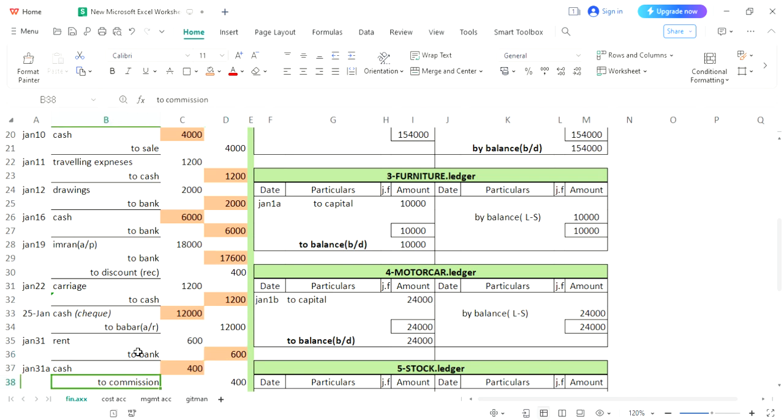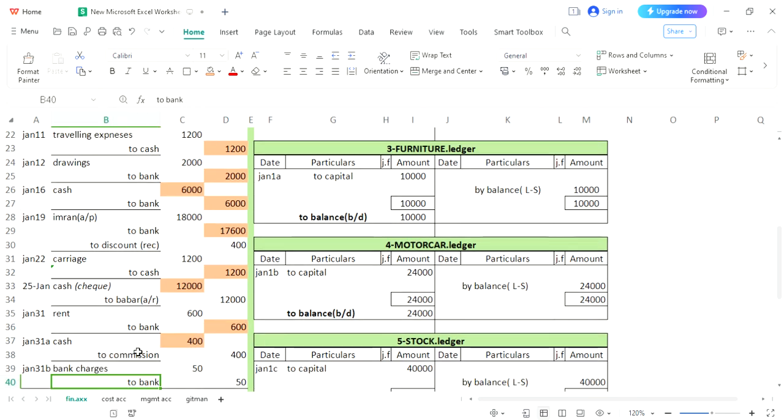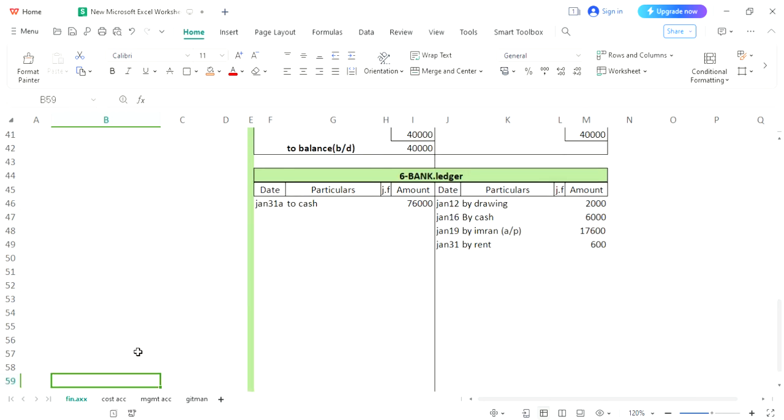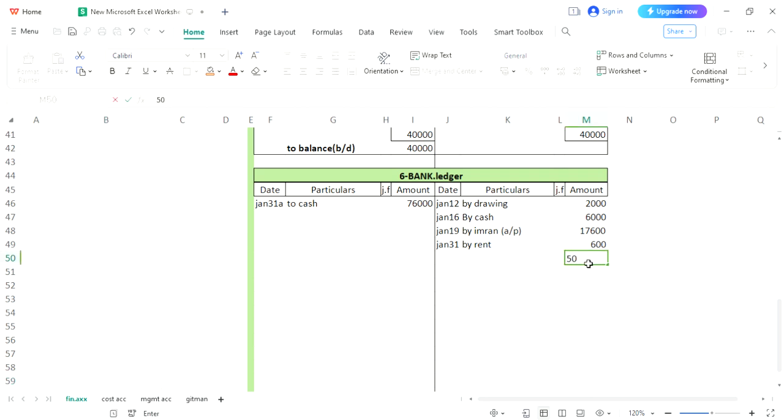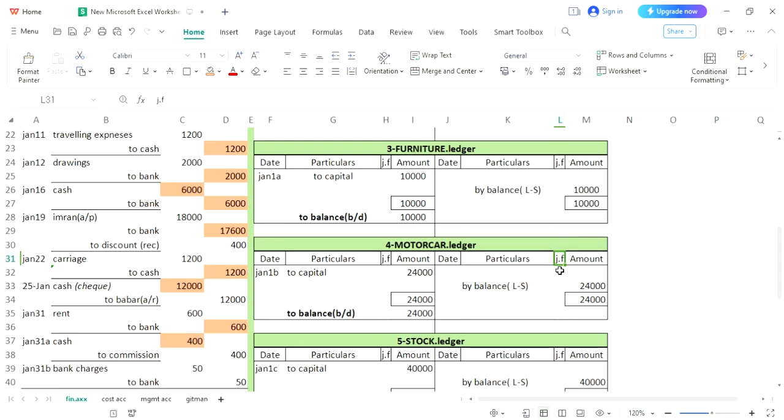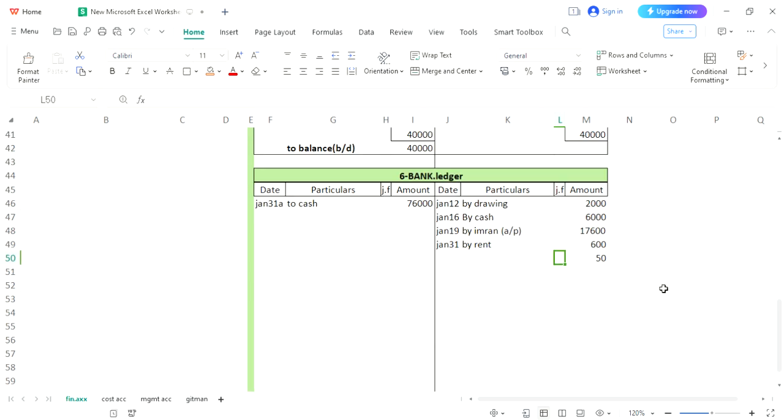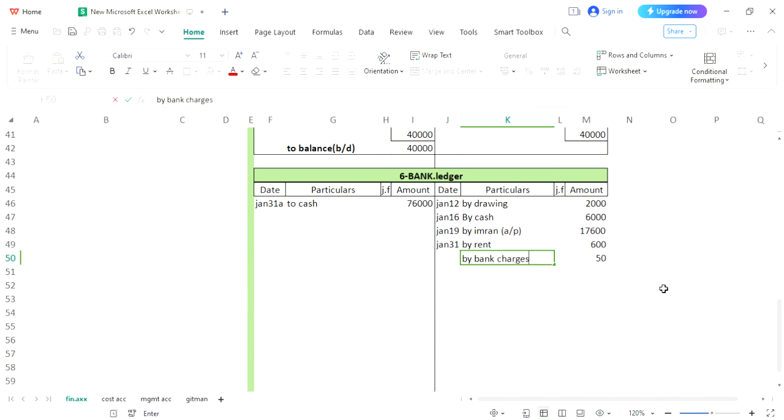Let's see if bank is present anywhere else. Yes, again bank has arrived. It is credited by 50 rupees. So you will go to the credit side and write 50 over here. See what was the reference of this 50. Bank charges is written on the opposite side, so you will use the same reference over here and write bank charges, but with the additional word "by".